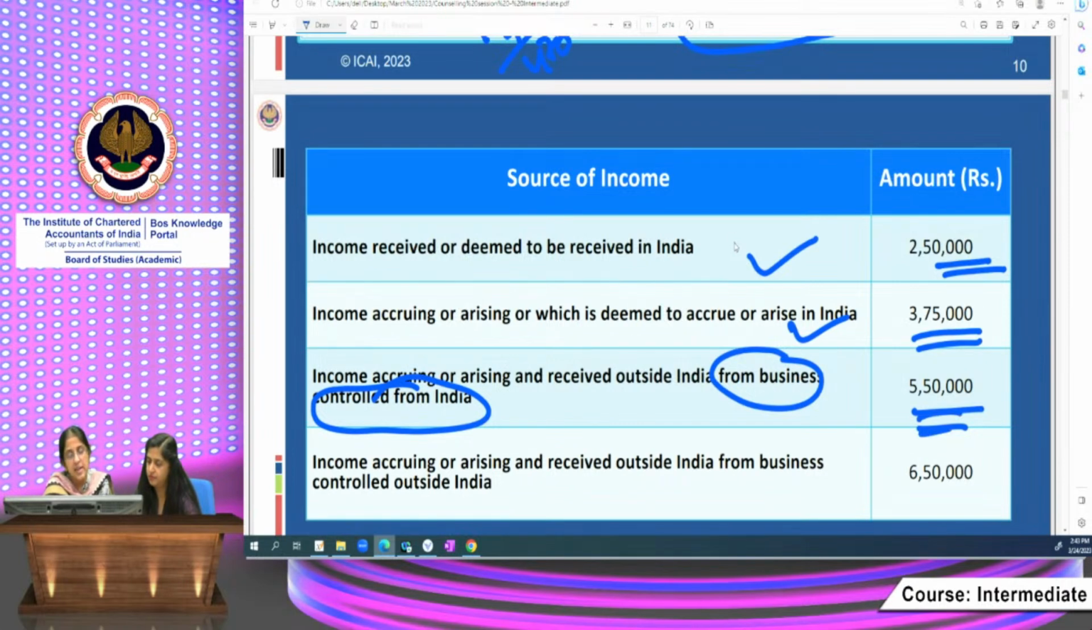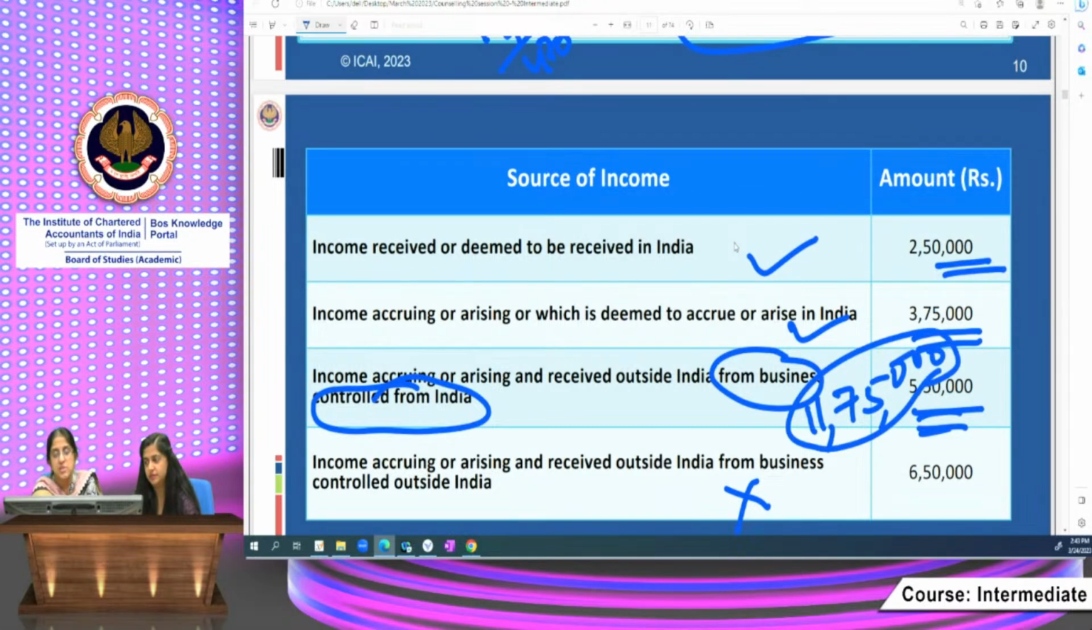Income accruing or arising and received outside India from a business controlled outside India. So receipt is also outside India, business is also outside India. This we should not consider for the 15 lakh limit. So 2 lakh 50 plus 3 lakh 75 plus 5 lakh 50,000. This is 5, 7 plus 5, 12 plus 5, 17, carry 1, 6 plus 11 lakh 75,000. So this is the total income excluding income from foreign sources. This is less than 15 lakh.